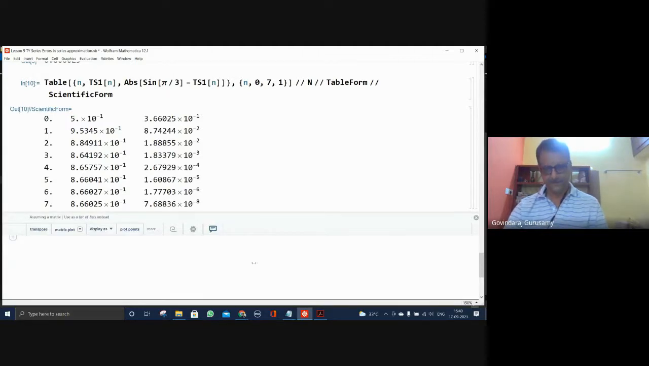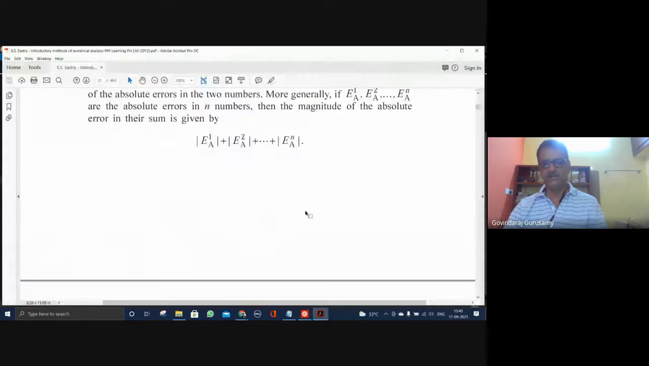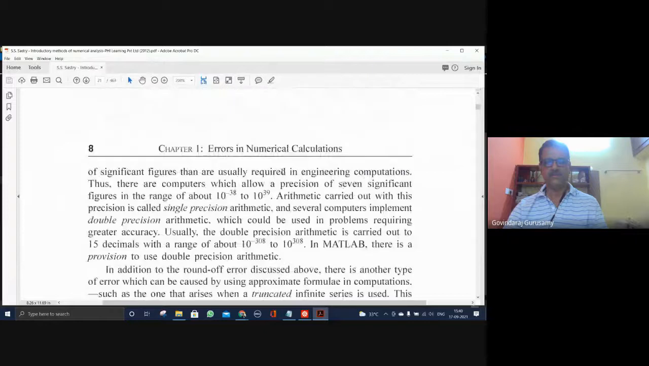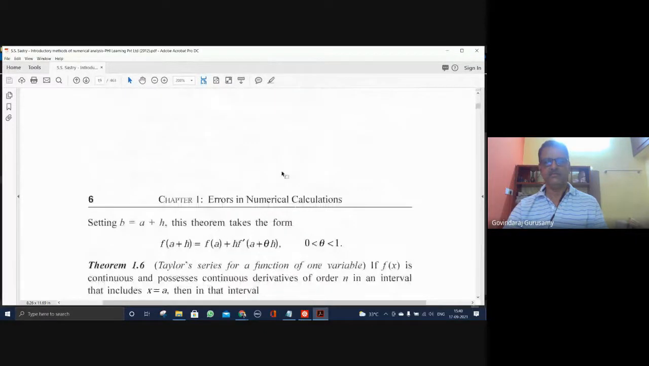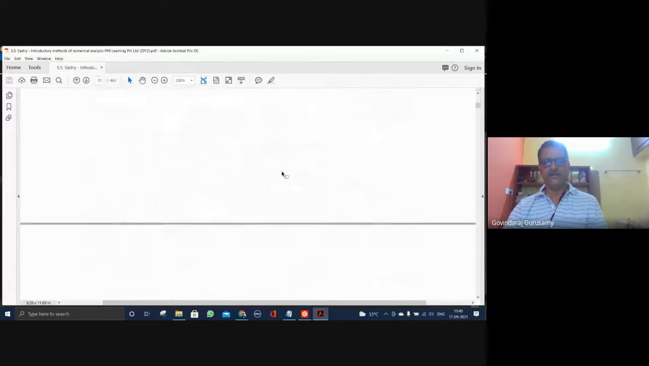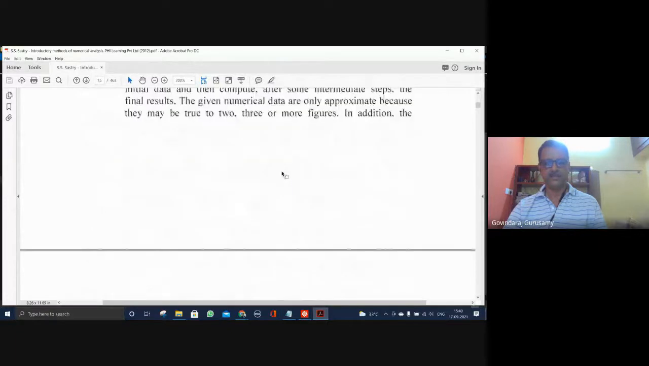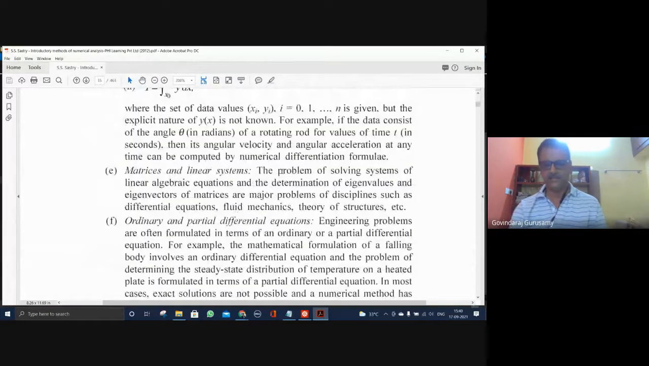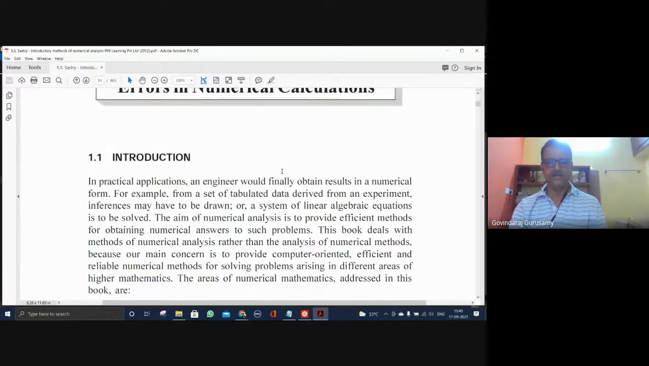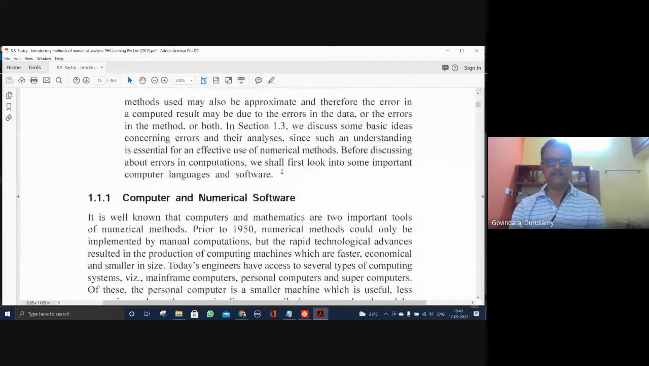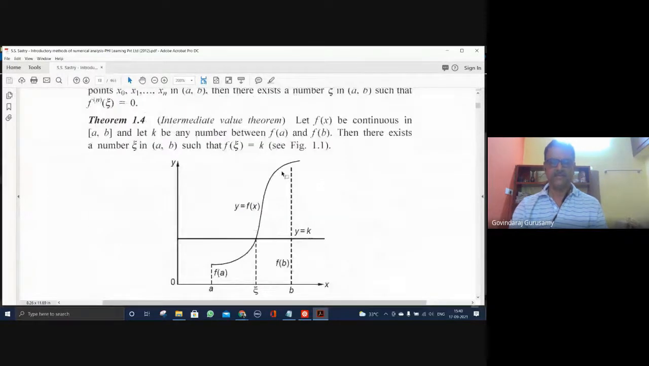This is the message I wanted to give to you, and probably I'll spend some more time on all these various types of errors, which will be very much useful for any experimental purpose or for a theoretical purpose. The first chapter gives about 6 to 7 theorems. They're familiar. The only thing we have to do is read them and understand them. This is what the theorem says.